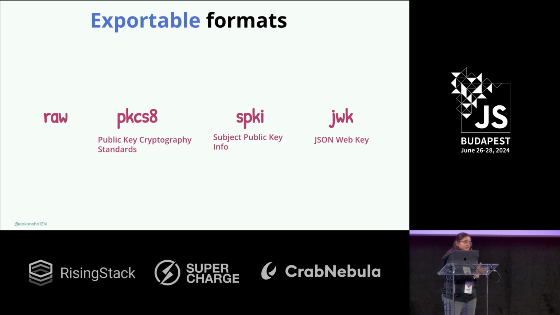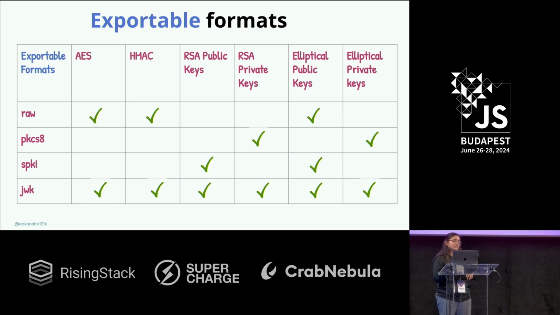As I mentioned earlier, we have APIs to extract the bytes of the crypto key. These are the exported formats: raw, PKCS8, which stands for Public Key Cryptography Standards, SPKI, which stands for Subject Public Key Info, and JSON Web Key. Raw is supported for AES, HMAC, and elliptic curve public keys. PKCS8 is supported for RSA and elliptic curve private keys. SPKI is supported for RSA and elliptic curve public keys. And JWK is supported for all.